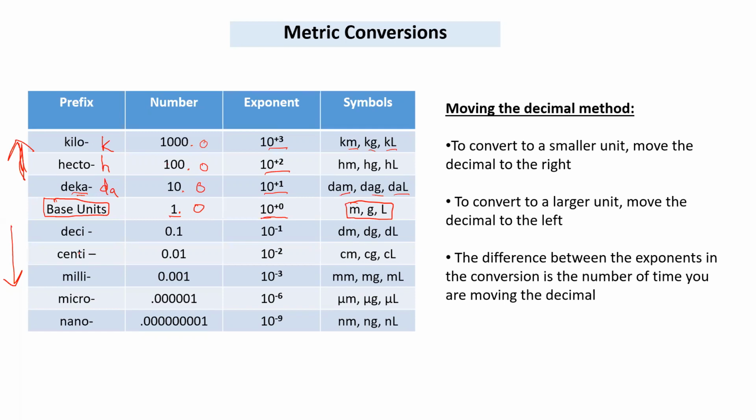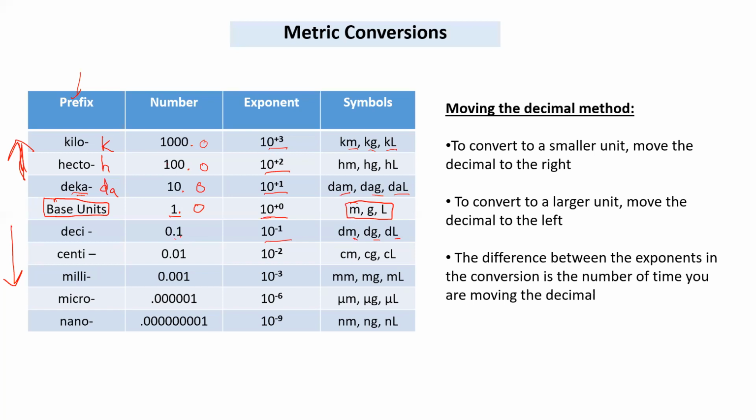Now, as we go to lower exponents or lower units, again, you can use them for all the suffixes, meter, gram, or liter. So these are your prefixes that come before. So now we're going the opposite direction. Look where we moved the decimal point to go 10 to the minus 1. We moved it 1 to the left. So to convert to a smaller unit, you move the decimal to the right. To go to a larger unit, you move it to the left.